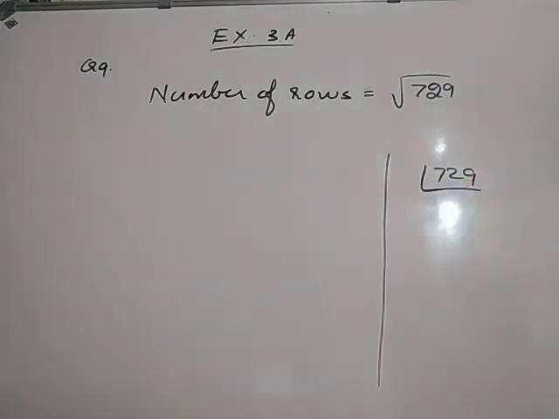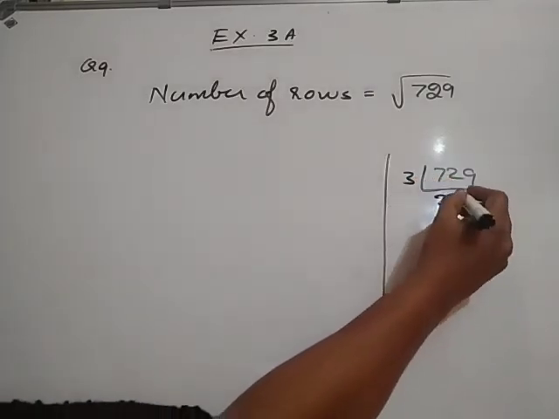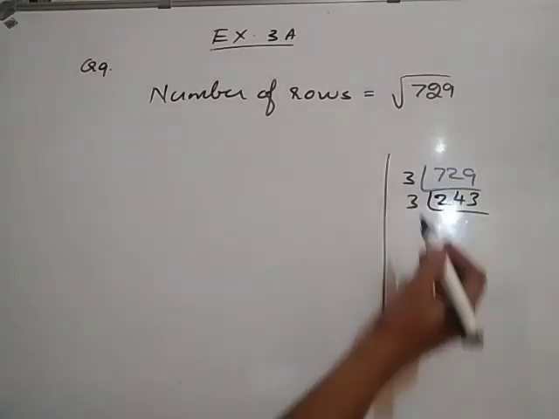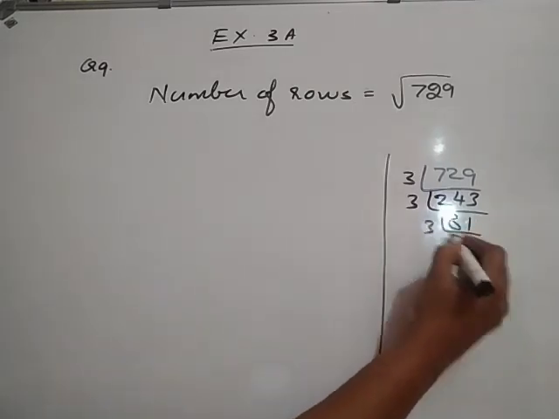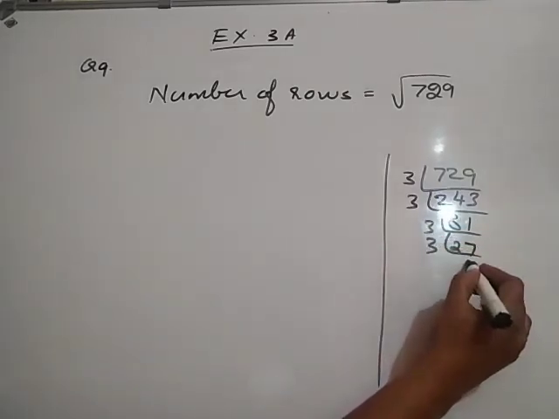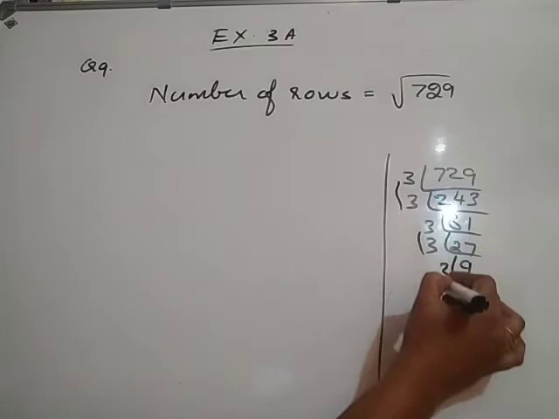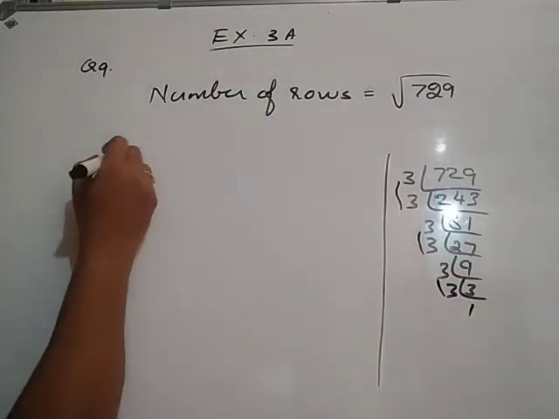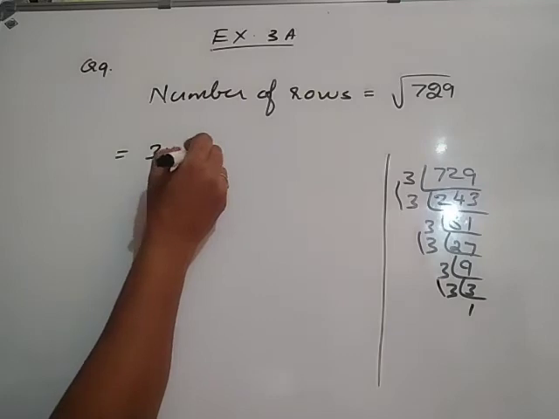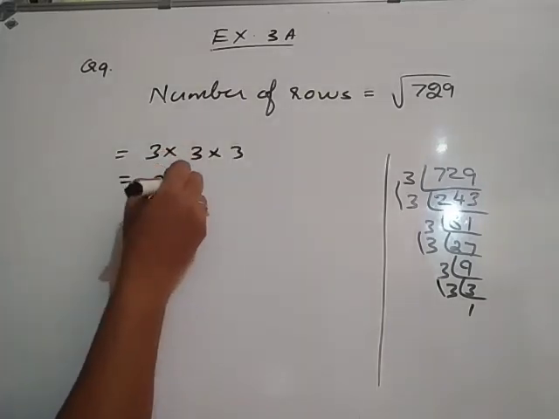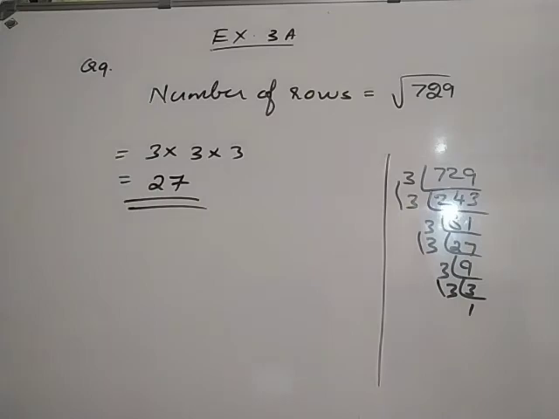729. 7 plus 2 plus 9 is a multiple of 3, so divisible by 3. 243 again divisible by 3. 81, 3, 27, 3, 9, 3, again 1. So, there are 3 rows, 3 pairs of 3. That is equal to 3 into 3 into 3, it's 27. So, there are 27 rows and 27 columns of numbers of students for the PT display.